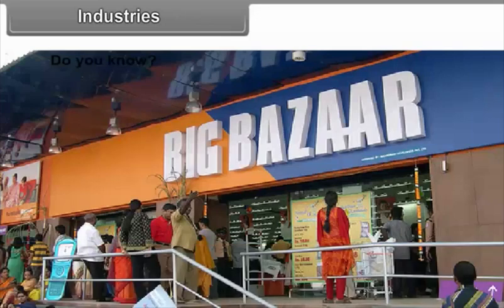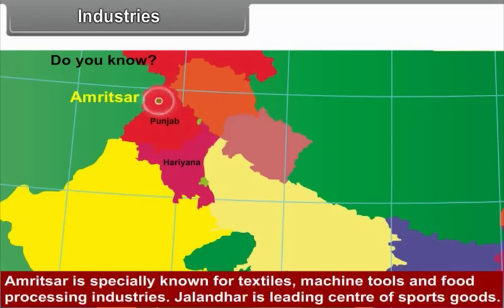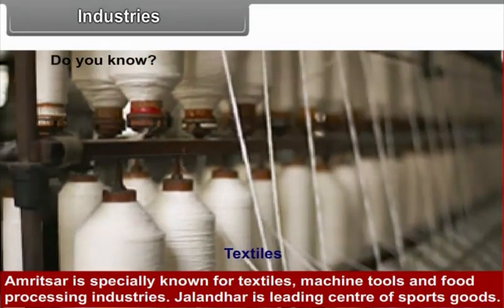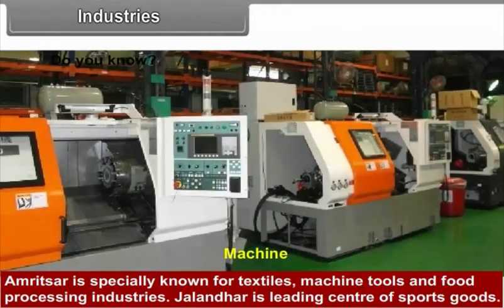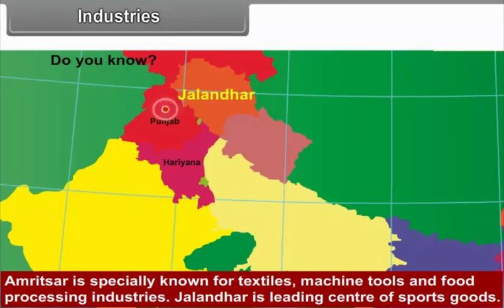Do you know Ambala is the largest manufacturer of scientific apparatuses? It is named as Science City of Haryana. Amritsar is specially known for textiles, machine tools and food processing industries. Jalandhar is leading center of sports goods.